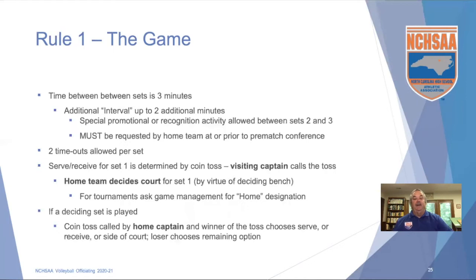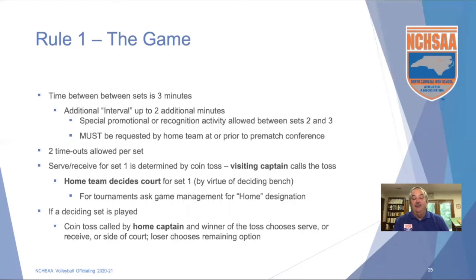All right, the time between sets is 3 minutes. It can be extended between the second and third set by what's called an interval. That interval can be used for promotional activity or special recognition. It must be requested by the home team and only the home team. If it's requested, it must be permitted.